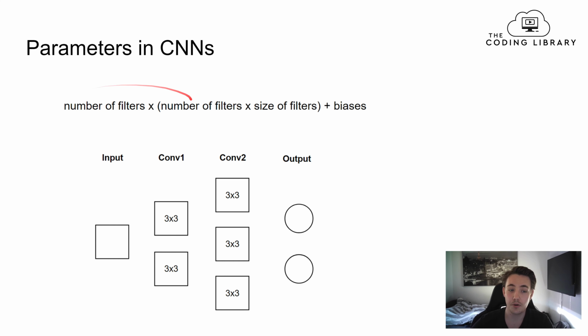And then we take the number of filters here and multiply that by the number of filters times the size of the filters in the hidden layers here, and then we add the biases as well, as we did in the artificial neural networks.